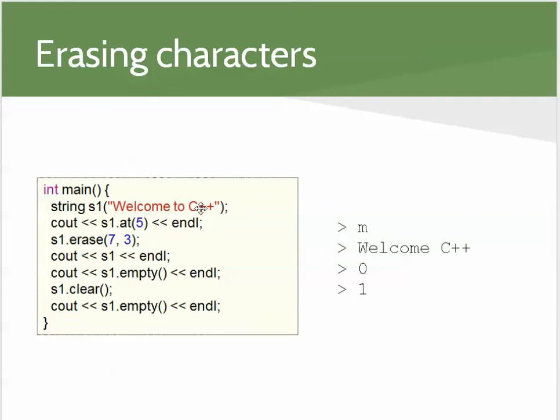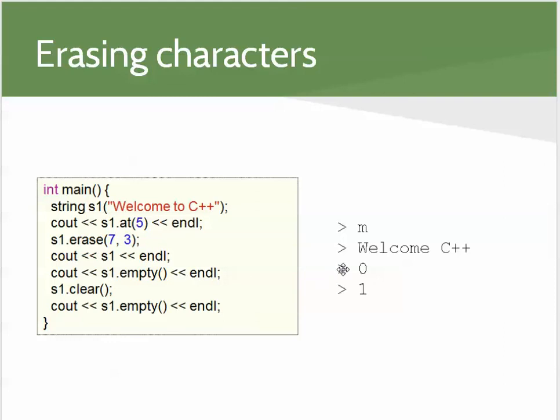If I want to remove portions of the string, I can call erase. S1.erase will go to the 7th index and erase 3 characters: T, O, and the space. And when I print that out, I'll see "welcome C++". I'll get rid of those 3 characters.